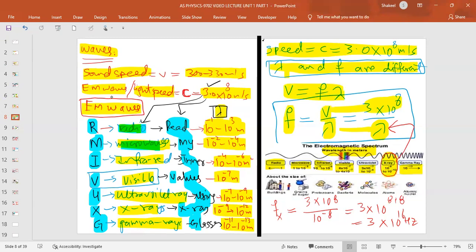Let's say I'm talking about X-rays. So X-ray range is around like from minus 9 to minus 12 or minus 8 to minus 12. So I'm picking up the number 10 power minus 8. So this is, let's say, the wavelength, and this is the speed. So when you solve it, your answer is 3 into 10 to the power 16 hertz. So that is the frequency of X-rays. So you have to memorize the wavelengths, and speed is same for all the waves. So you can easily find frequency by using the formula f equals v by lambda.